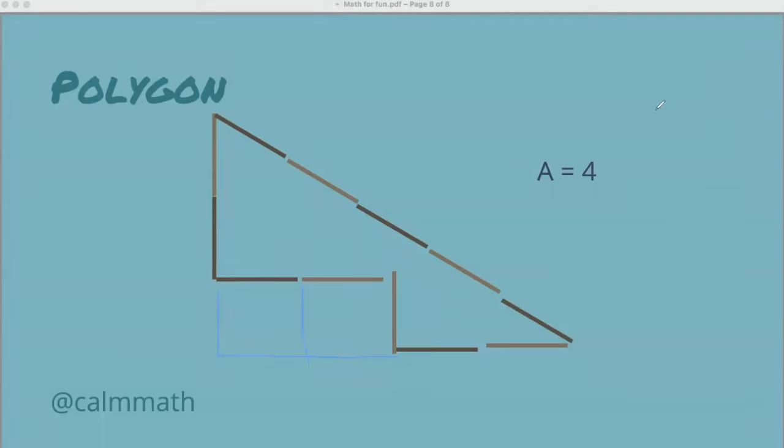Okay, so if you want to see another way to do this particular polygon, I am going to switch over to the GeoGebra software and show you how to do it over there.